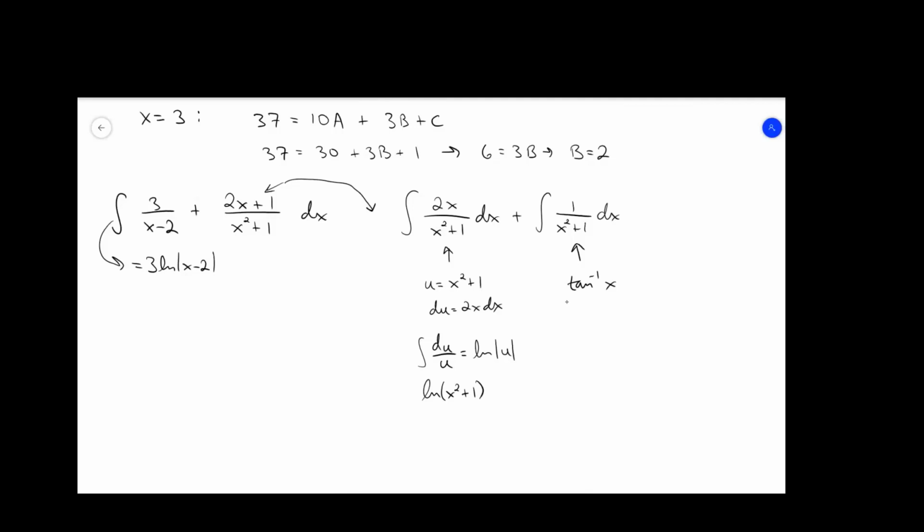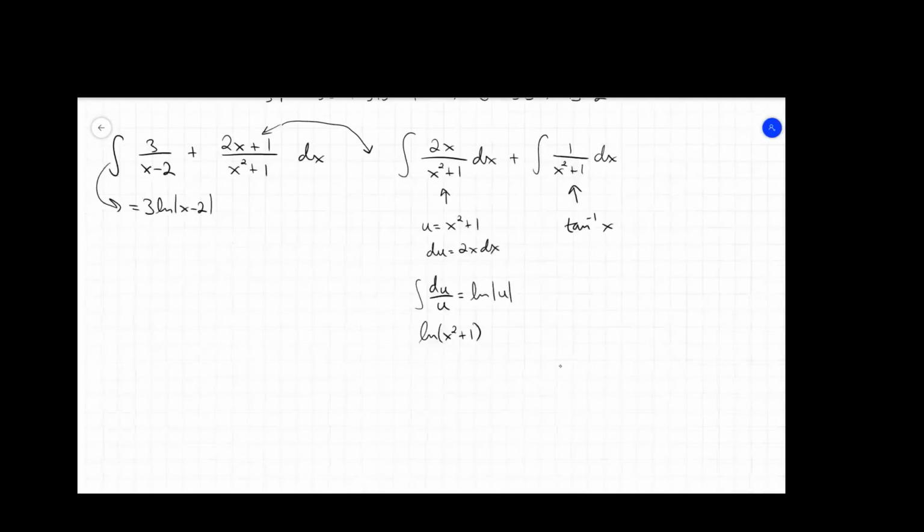So putting all these together, final answer here is 3 ln of x minus 2 plus ln of x squared plus 1 plus arctan, or inverse tangent, I should say, since I wrote that before. Inverse tangent of x. And then the plus c.